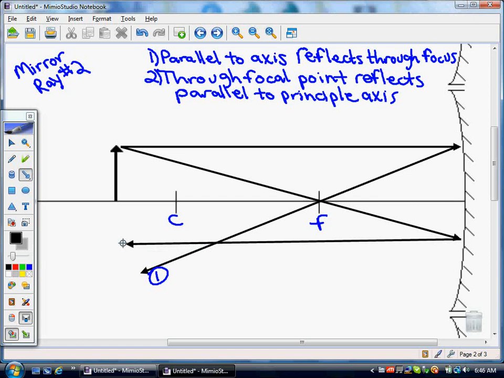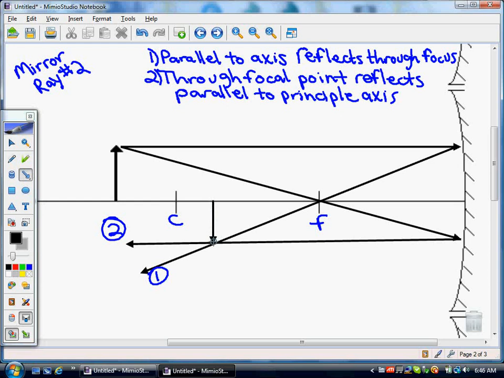Now where these two intersect, this is your second ray with your first ray. Where these two intersect, this should be where our reflected image will appear, which is right about there.